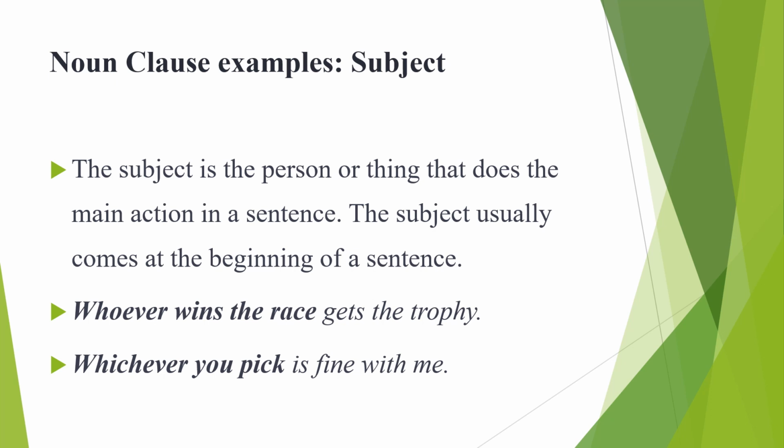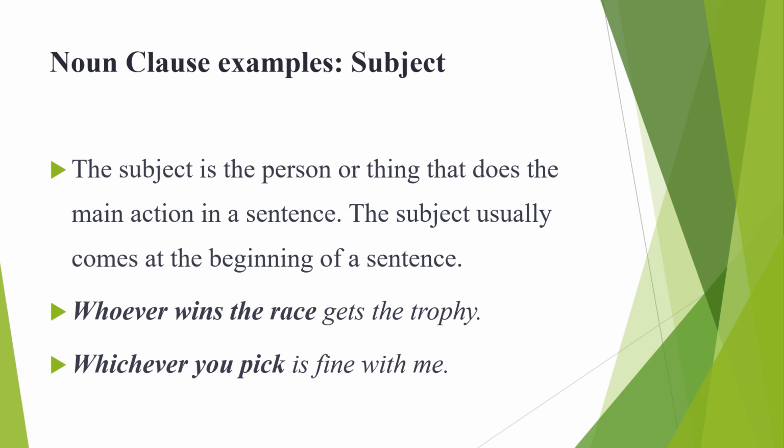Over here, we know that whenever a sentence or a clause starts with whomever, whichever, it will come to our mind that it is a noun clause, because all of them will be acting or behaving as a noun in a sentence. Or we can say they are acting as a subject overall. So whoever wins the race, it is a dependent clause.